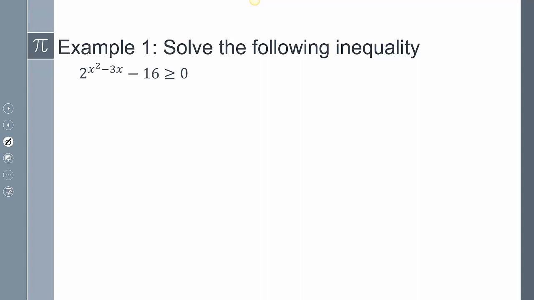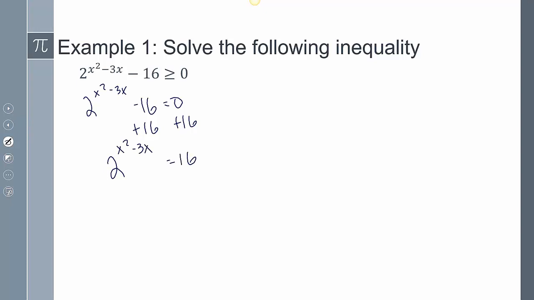So in this example here, it says solve the following inequality. So going through this, we're trying to find the zeros. So for right now, let's treat it like an equation. So what if I said 2 to the x squared minus 3x minus 16 equals 0. And I add 16 to both sides. So I get 2 to the x squared minus 3x, that's going to equal 16.